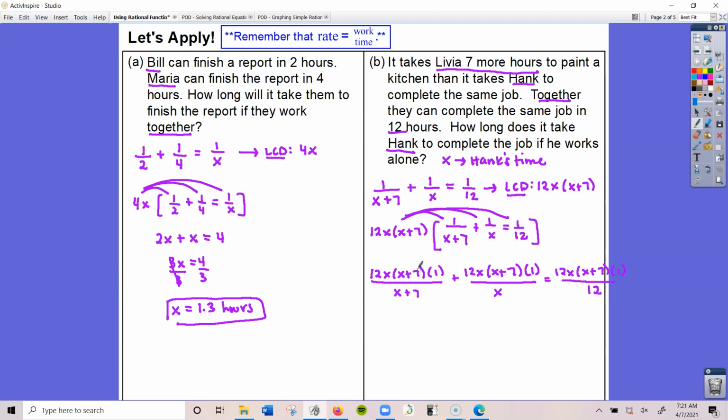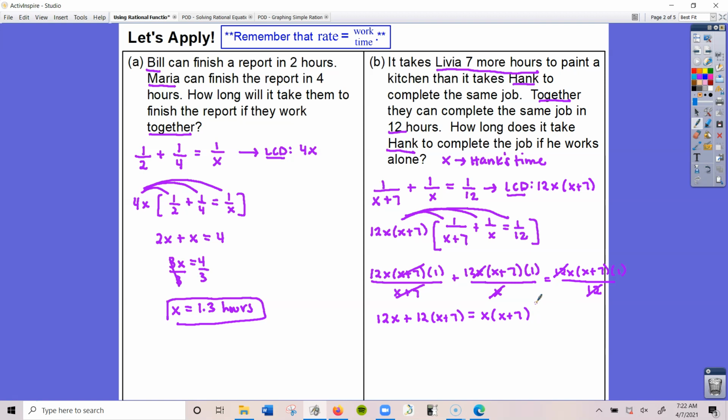Now we can start canceling. I can cancel the x plus 7's here. I can cancel the x's here. And I can cancel the 12's here. So let's see what we end up with. Here we have 12x times 1, so just 12x, plus 12 times x plus 7 times 1, so that's just 12 times x plus 7, is going to equal x times x plus 7 times 1, so x times x plus 7.